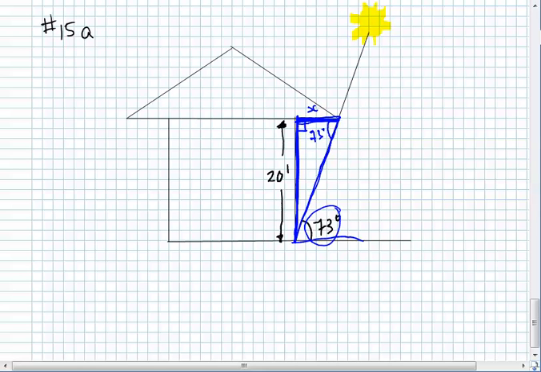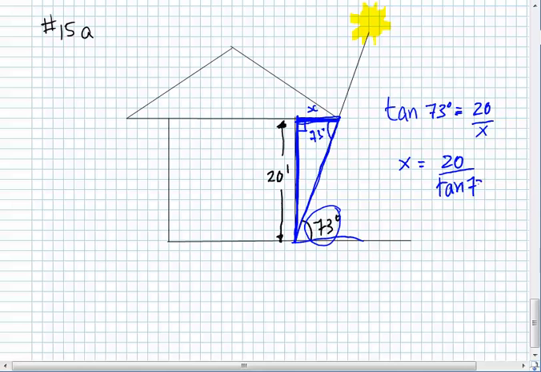So that is the adjacent side. I know the opposite side is 20, so I'll set up my ratio like this. Tan of 73 is equal to the opposite side divided by the adjacent side, so 20 divided by x. And then x is simply going to be 20 divided by tan 73.